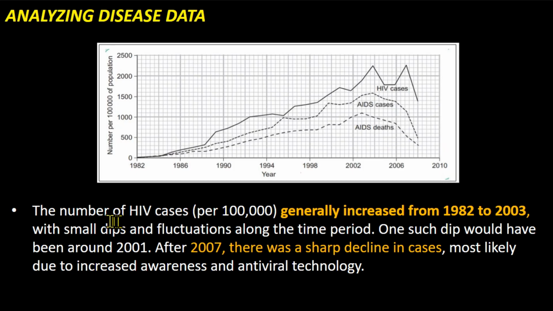Well, first of all, we can say that the number of HIV cases generally increased from 1982 at least to 2003, which would be around here. And there'll be small dips and fluctuations along that time period. One such dip would have been around 2001, which would have been around here. And after 2007, which will be here, there was a sharp decline in cases. This is most likely due to increased awareness. You have a lot more people practicing safe sex. You have antiviral technology, so this would have reduced HIV cases.